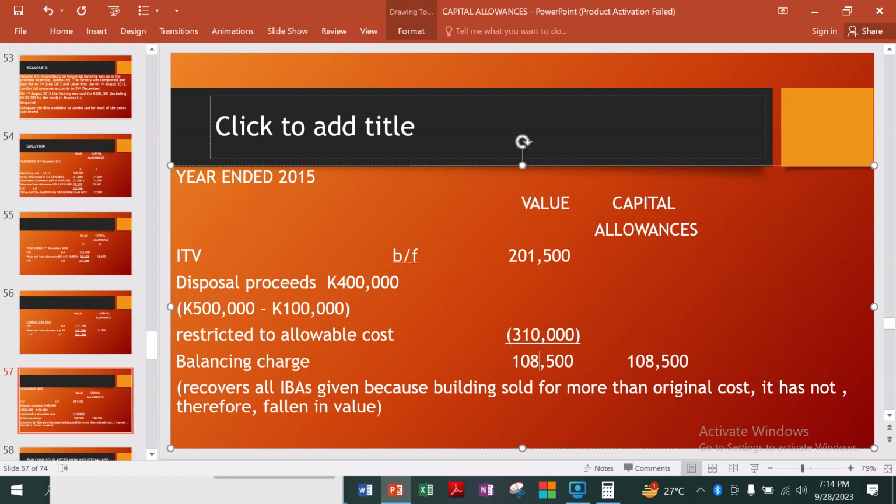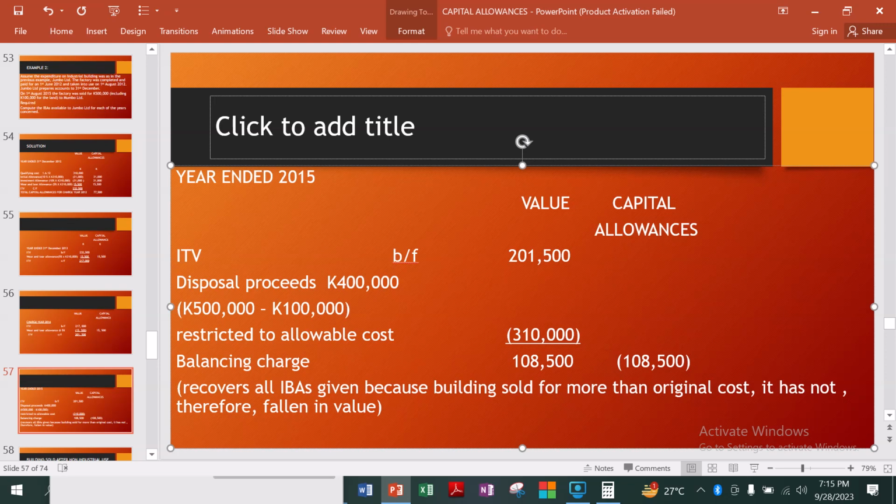So what happens in this particular case? Since the disposal proceed is higher than the income tax value at the beginning, this is known as a balancing charge. And the balancing charge is going to be a subtraction from the capital allowances. So we can as well put it in parentheses to show that it will be subtracted. Okay, so that's what we do.